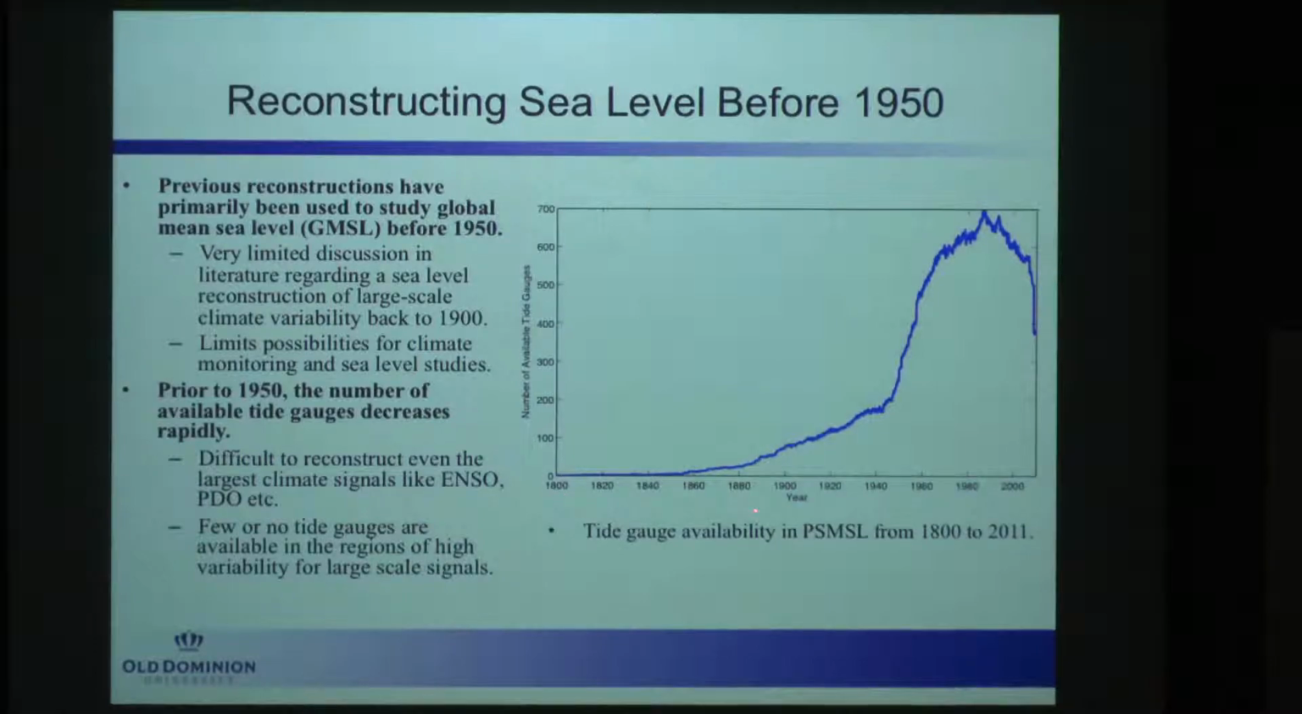So here's your distribution of tide gauges. This goes back to 1800, but even in 1900, you can see we have about 100 tide gauges available to us. And that number increases fairly rapidly, and particularly after 1950, that number goes up. So before 1950, the idea is you really don't have enough tide gauges to reconstruct regional variability.